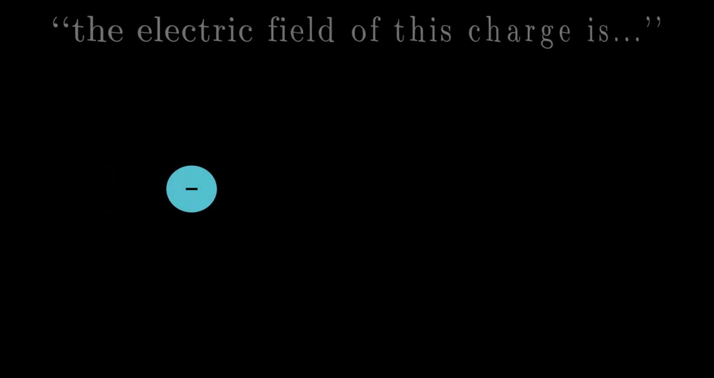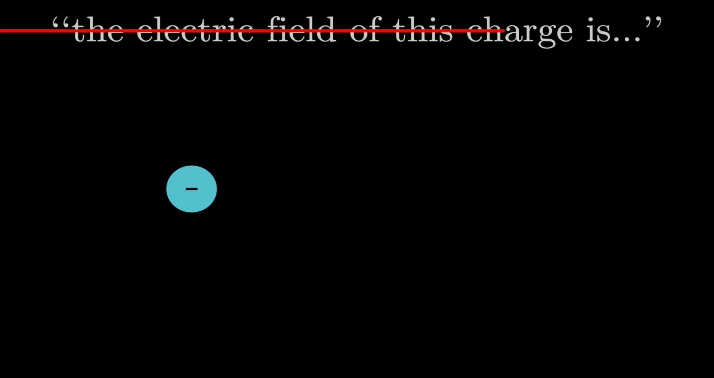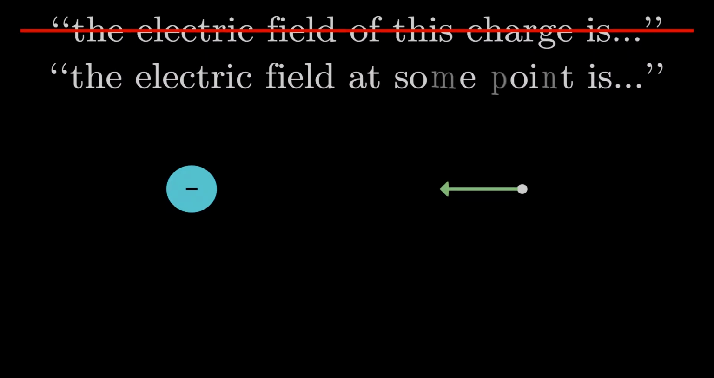Now that we've had our fair share of math for a bit, let's go back to some ideas. We talked about the electric field not as a property of individual charges. We don't say the electric field of this charge is blah blah blah. It doesn't make sense to say that. Rather, the electric field is a property of space, so it's appropriate to say the electric field at this point in space is blah blah blah.